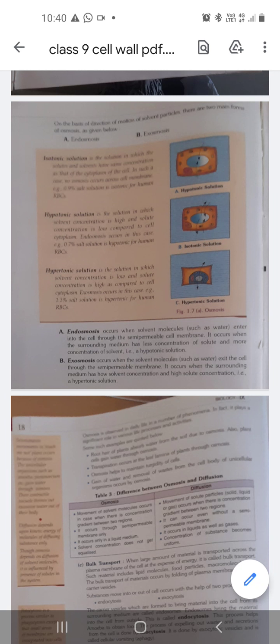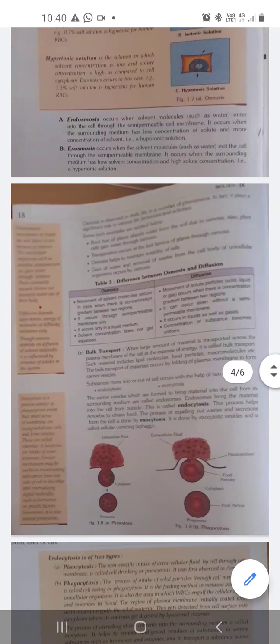This process helps the amoeba to obtain food. The process of expelling waste material from the body is called exocytosis. Exocytosis is also called vomiting done by the cell.